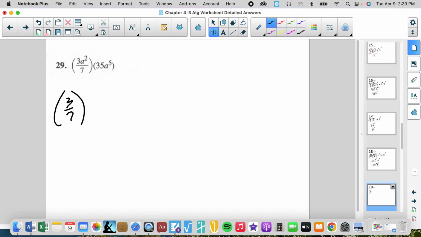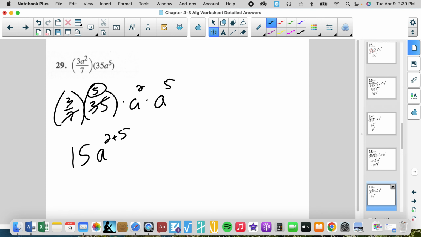3/7 is the coefficient. 35 is the coefficient. A squared times a to the 5th. The 7 in the denominator cancels with the 35 in the numerator. We get 15, a to the 2 plus 5, 15a to the 7th.